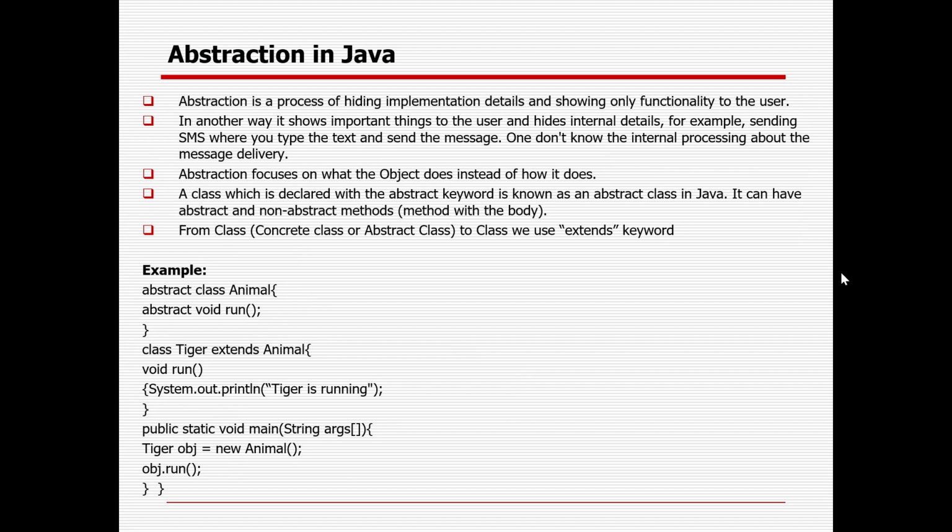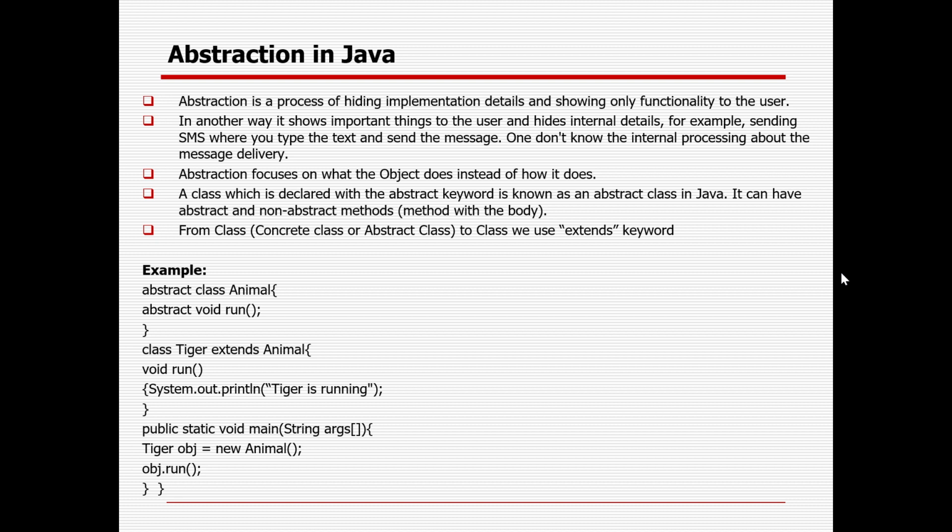Then the next one is abstraction, or abstract class. This is another Java concept. So what is abstraction? Abstraction is hiding the implementation in detail. It is a process of hiding implementation details and showing only the functionality to the user.